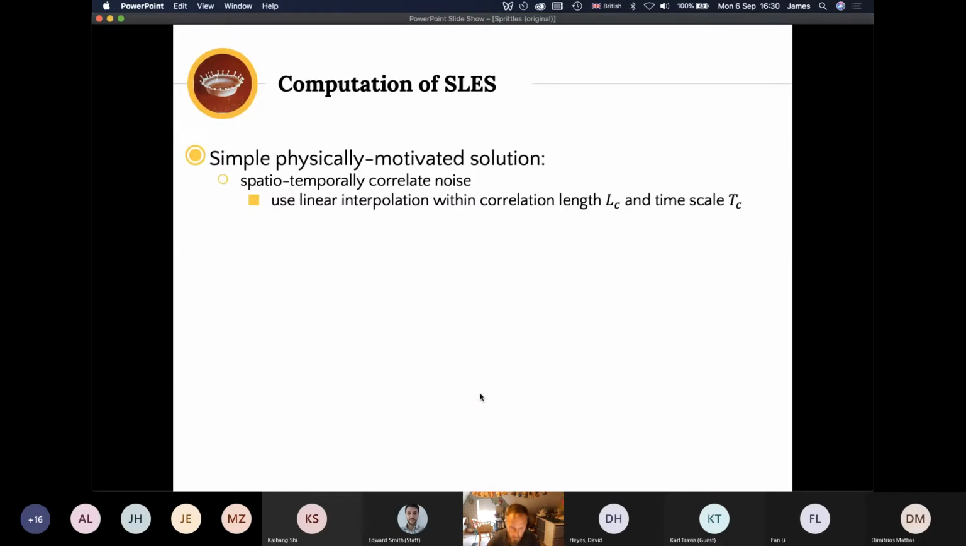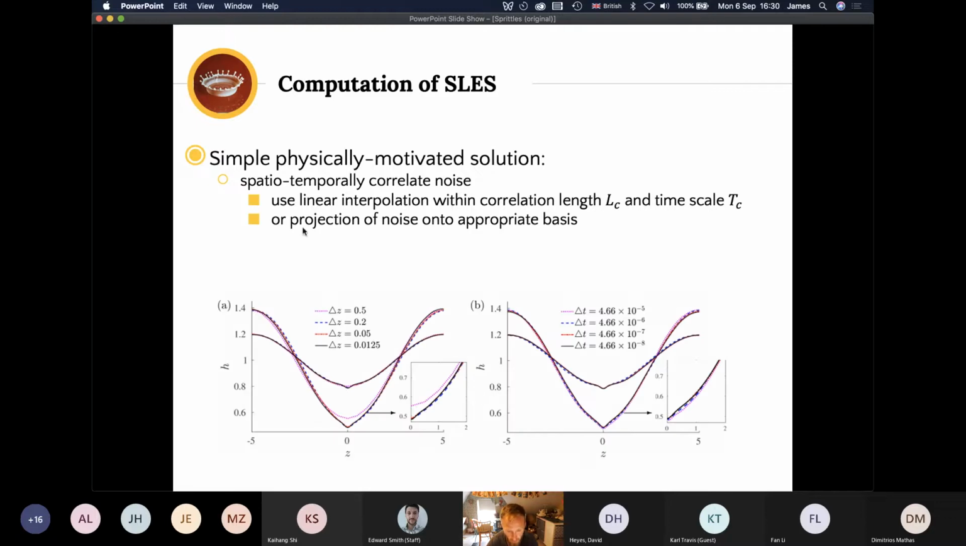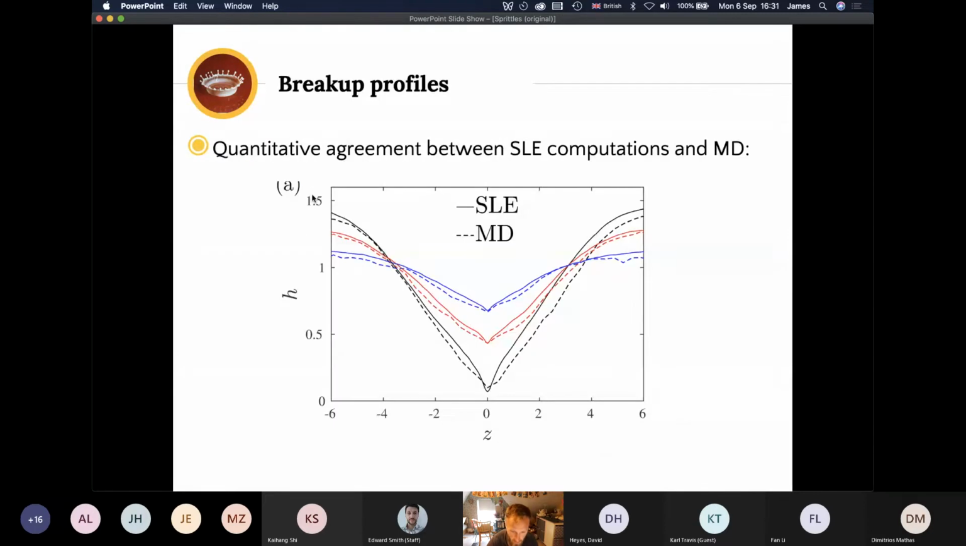So what we introduced is correlations within the model. In the first instance, we just simply introduced the correlation length and timescale and interpolated between them. But more recently and more properly, we project onto an appropriate basis. If we do that, then we have some notion of convergence in space and time, which makes me very happy. So these show the breakup profiles converging as we refine the grid. We can agree nicely with molecular dynamics, as you see from these profiles.